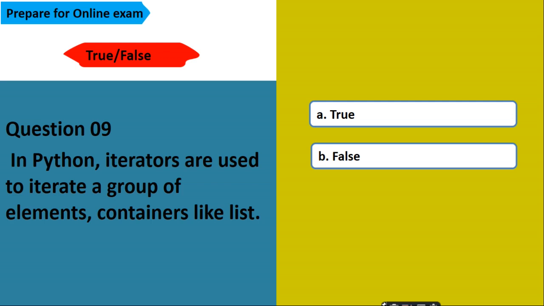In Python, iterators are used to iterate a group of elements, containers like list. True or false? And the correct answer is A, true.